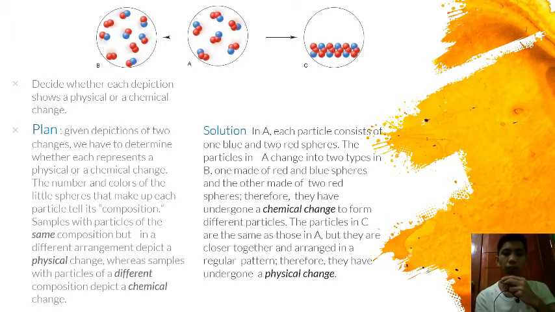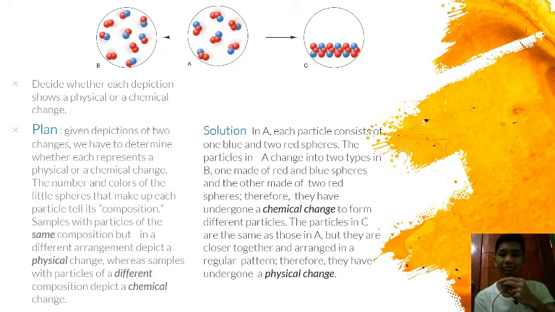The number and colors of the little spheres that make up each particle tell its composition. So the red and blue spheres here tell about the composition of the sample. Okay. Samples with particles of the same composition but in different arrangement depict a physical change, whereas samples with particles of a different composition depict a chemical change.